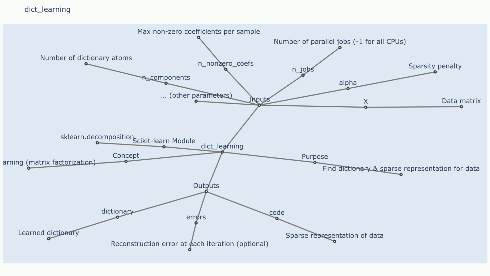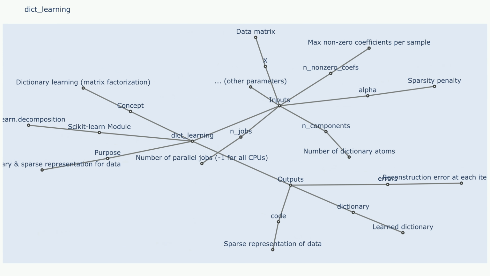A deep dive into sklearn.decomposition.DictionaryLearning: unraveling sparse representations. The DictionaryLearning class in scikit-learn's decomposition module offers a powerful tool for finding sparse representations of data. It performs dictionary learning, a technique that decomposes a dataset into a set of basis vectors, the dictionary, and a sparse representation of each data point in terms of these basis vectors.